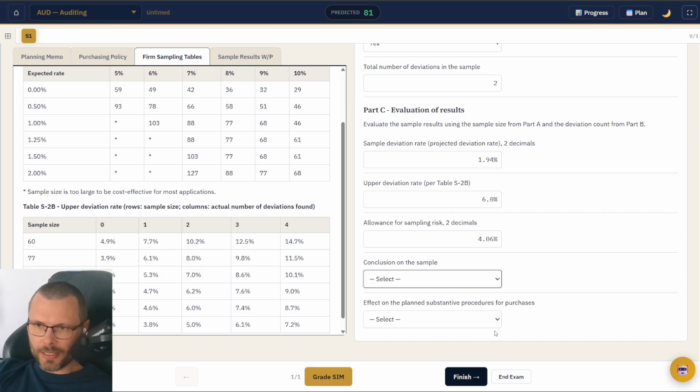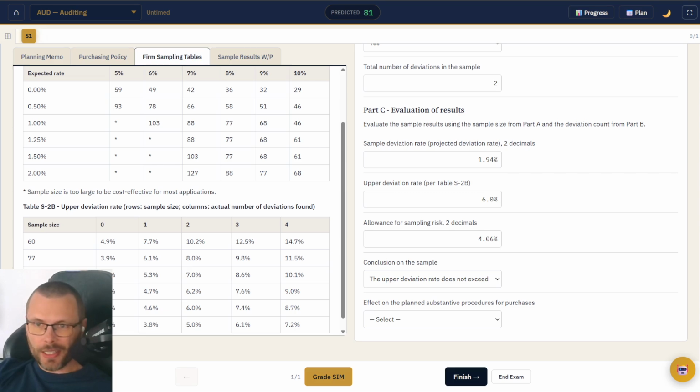The sample deviation rate does not exceed the tolerable rate. What was the sample deviation rate? It was 1.9. But yeah, it doesn't. The sample supports reliance without further consideration of sampling risk. The sample is inconclusive because deviations were found. That's never right. You can find deviations and you can still conclude. It doesn't necessarily mean inconclusive. So A is the answer. The sample supports the reliance on the control as we've planned it, or as the planning memo has suggested.